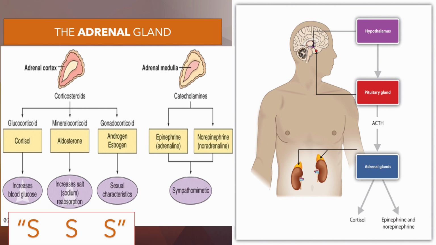The third component here in the cortex are the androgens. They're the gonadocorticoids, and they're referred to as sex hormones. So the cortex has mineralocorticoids, glucocorticoids, and gonadocorticoids.